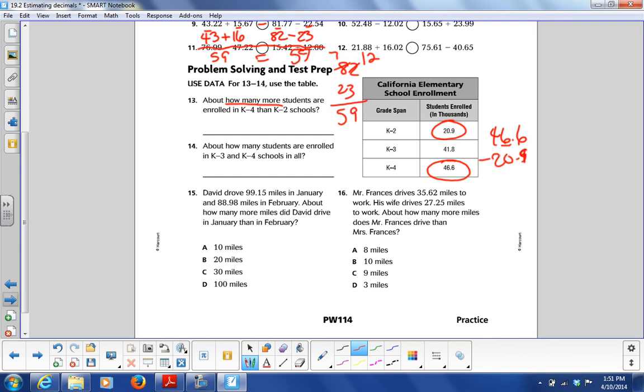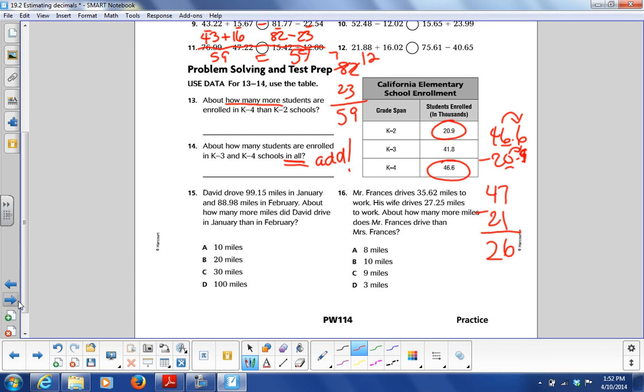So underline the 6, go next door to the 6. Says I have to add 1, so it'll be 47 minus, underline the 0, go down next door to 9. 9 says I have to add 1, so 21. 47 minus 21 is 26. Okay. Number 14, about how many students are enrolled in K3 and K4 schools in all. In all, what does in all tell me? Add. Good.